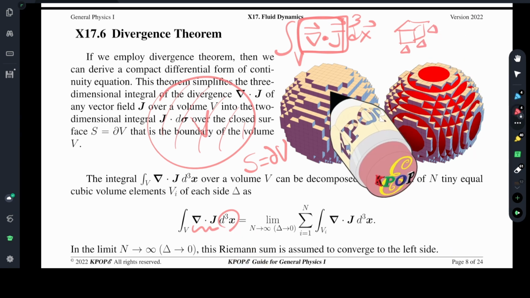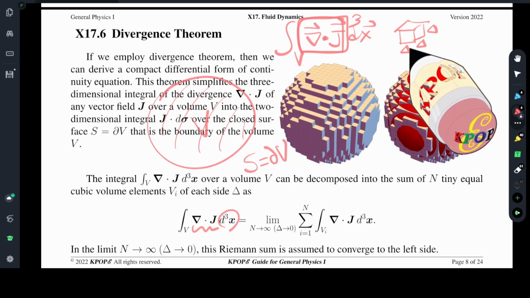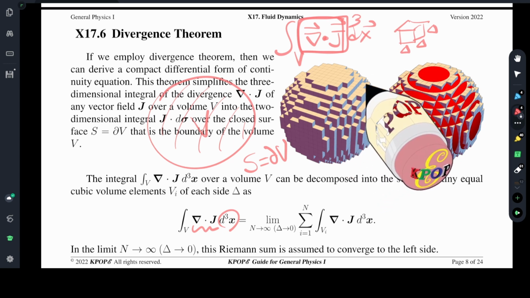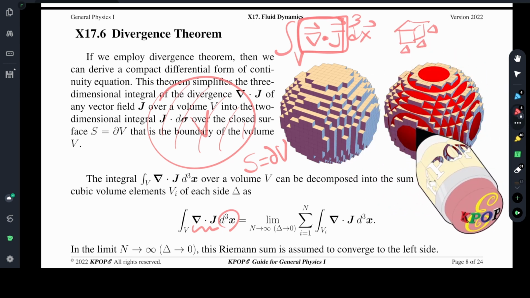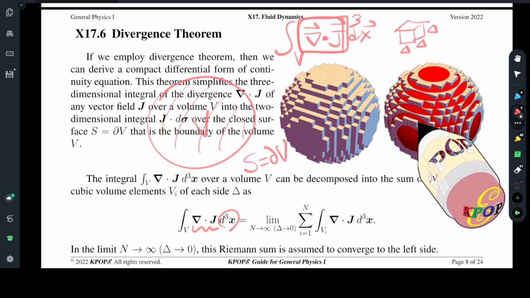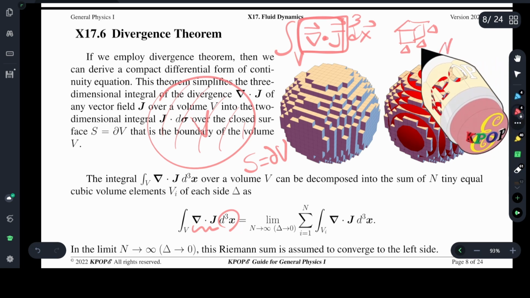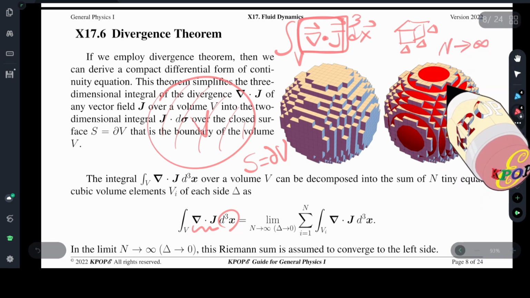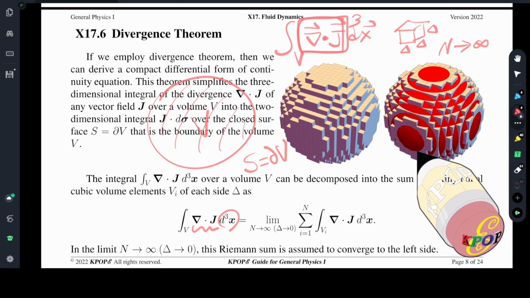This rough surface shows that I have not divided finely enough, so each cube is too large and it is very rough. But I can increase the number of cuts, taking the number of cubes to infinity, then it becomes smooth and we can recover the whole volume.